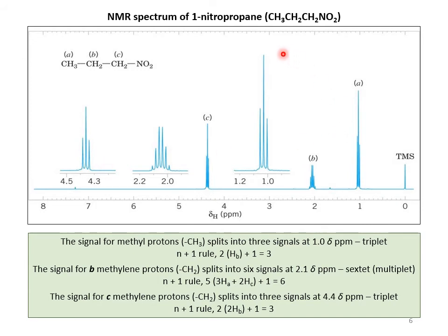Since this methyl proton has shown a triplet, it indicates the adjacent carbon atom has 2 hydrogens. Since this signal has 6 absorption peaks, it indicates it has 5 adjacent hydrogens. This is a triplet, which indicates the adjacent carbon atom has 2 hydrogens. So this is how we can easily identify the structure of an organic molecule by proton NMR spectroscopy.